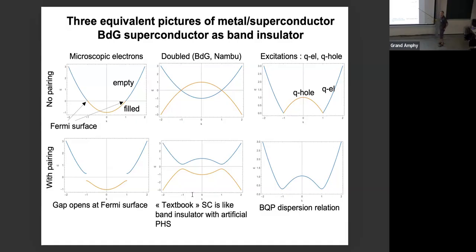Or you can even just look at the excitations. Those are the electronic excitations and those are the hole excitations. And here you only have the positive energy. Those are just three equivalent pictures. In this picture, you think of the microscopic constituents. In this picture, you just think of the excitations. In this picture, you actually artificially double the microscopic objects. And you can do the same with pairing. So maybe this picture is less familiar, but this is also a picture for a superconductor. This is the usual picture where you couple electron and hole and you open a gap. And this is the picture where you just look at the positive branch excitations.